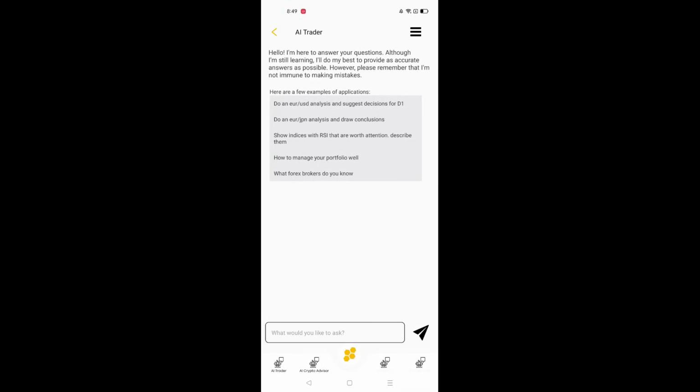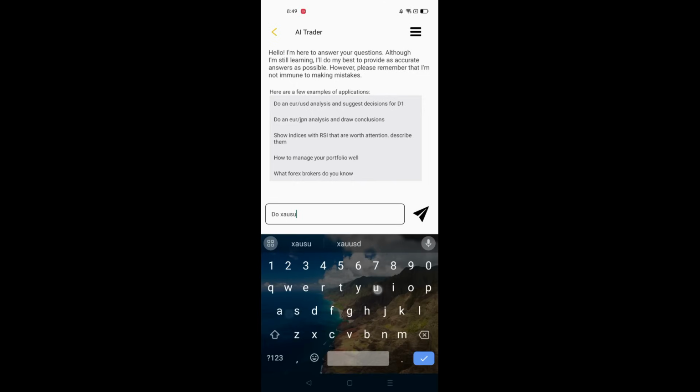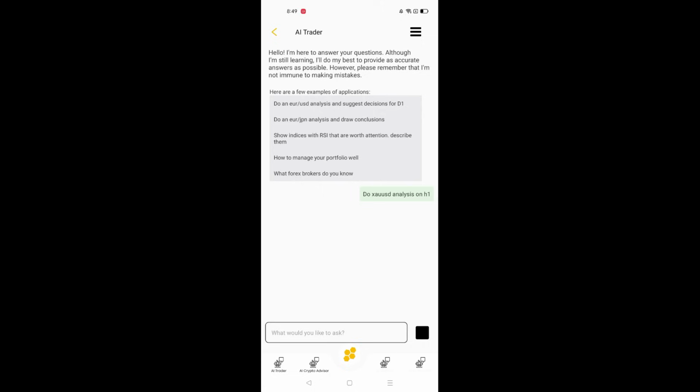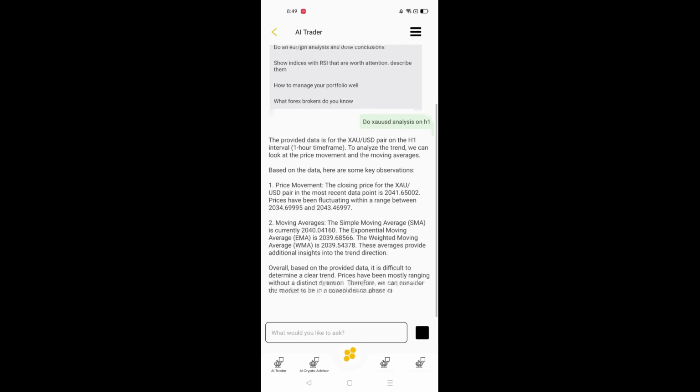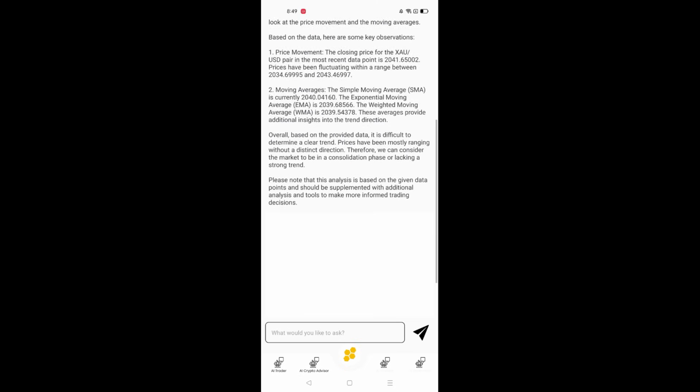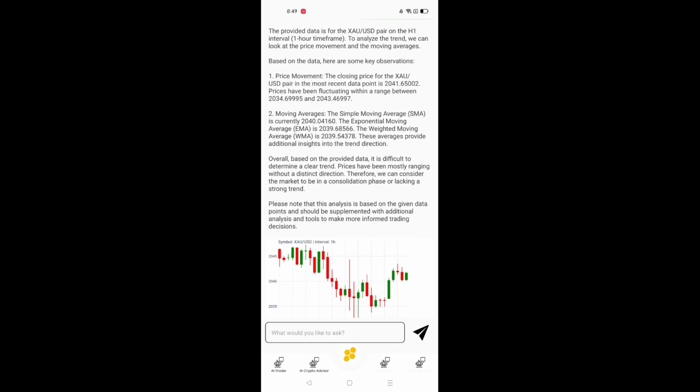Now let's see what DotBee has to say. Those who don't know about DotBee, it is an AI-powered magical tool that helps you with your analysis. You don't need to spend hours to analyze the market. DotBee will do the job for you. Let me show. Do XAUUSD analysis on H1. We are mostly day traders, so let's see what DotBee has to say on the H1 time frame. You can see here the data provided is for the XAUUSD pair on H1. The closing price for the XAUUSD pair at the most recent data point is 2041.65.